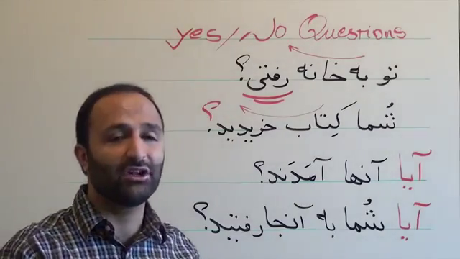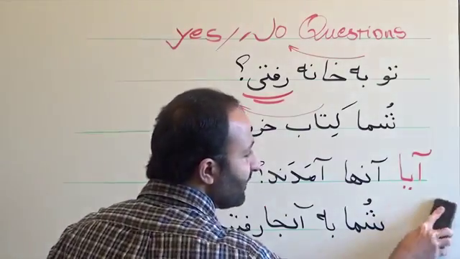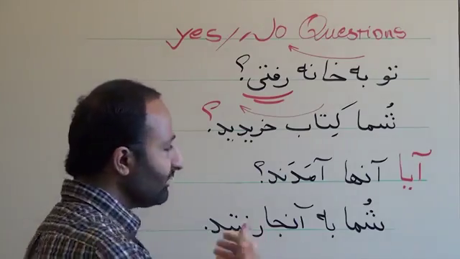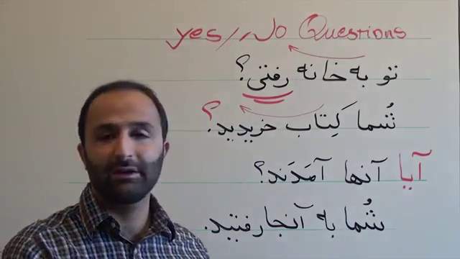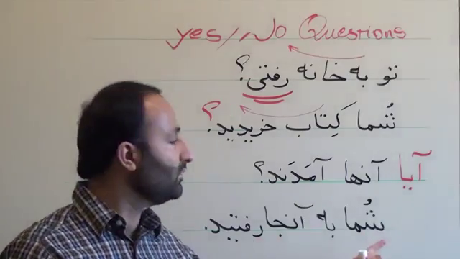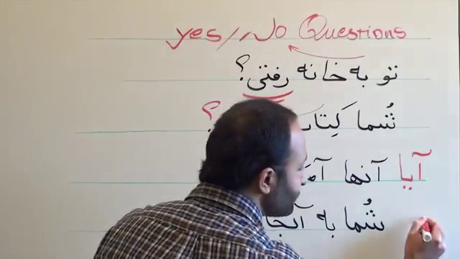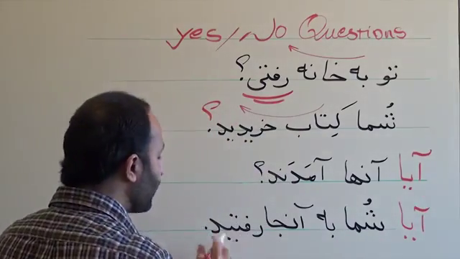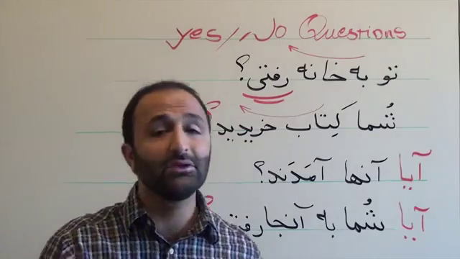So there is a change in intonation. If we remove آیا from the beginning of the sentence and the question mark, then you have a statement. شما به آنجا رفتید. You went there. But if we put آیا back here, آیا شما به آنجا رفتید؟ Then we have a question. Did you go there?